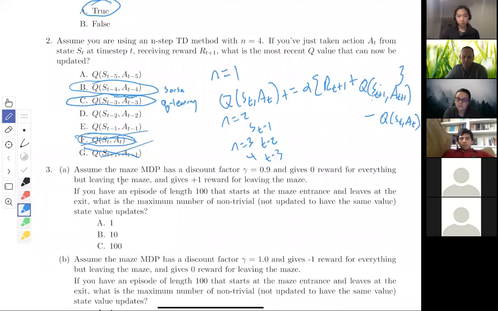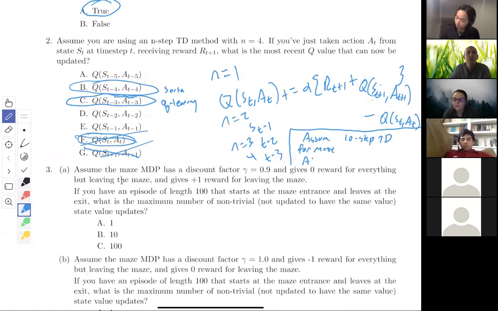All right, the lead in to this 3A and 3B that somehow I don't have on this was assume 10 step TD. And this is for a maze problem. And all state values start at zero. All right, so that's our assumption here. So we have a discount factor in part A of gamma equals 0.9, and we give zero reward for everything but leaving, and one reward when we leave, right?